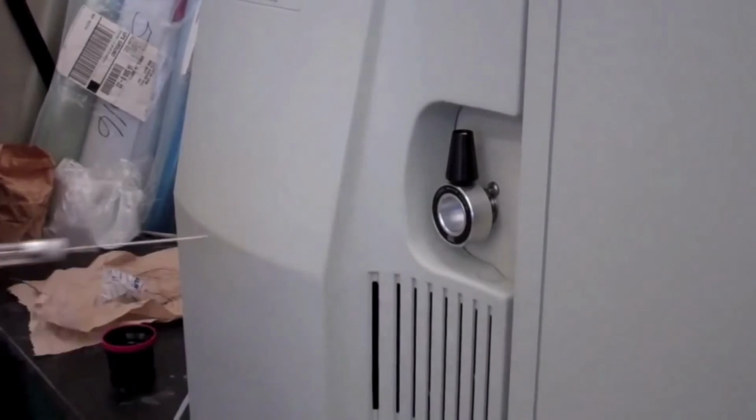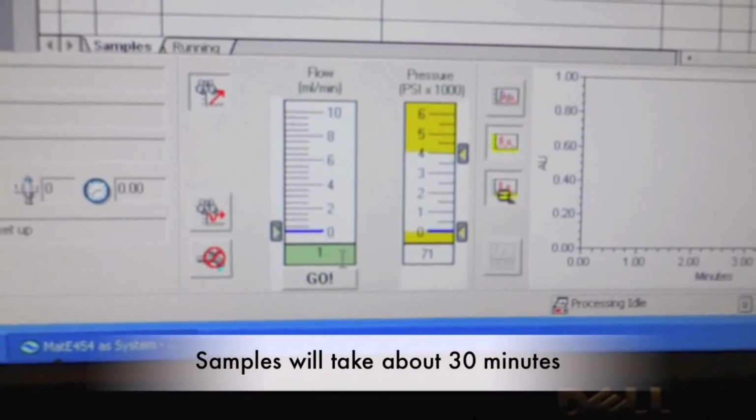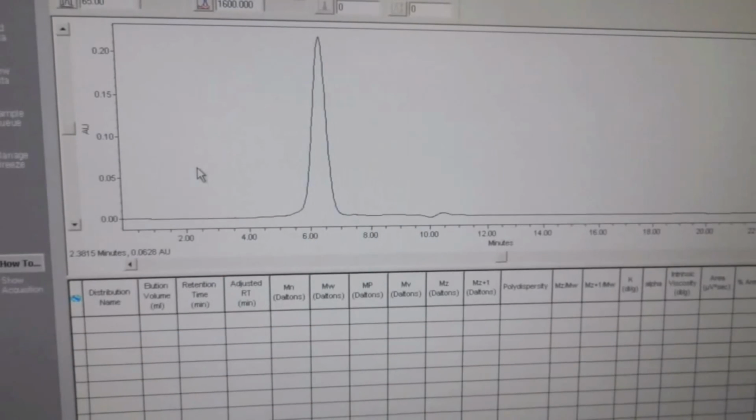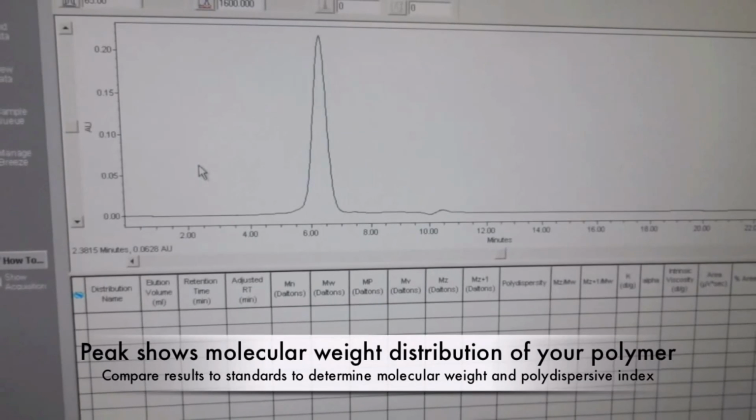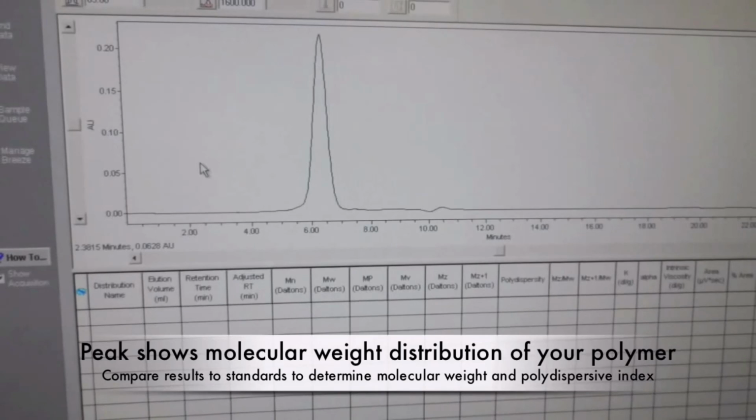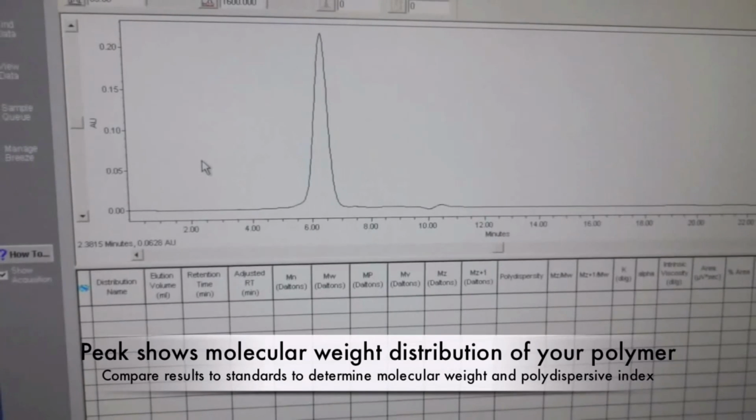Carefully remove the syringe. It will usually take 30 minutes to complete the analysis of your polymer, and a graph will be shown at the bottom of the screen. Your graph will show a peak that describes the molecular weight distribution of your polymer. By comparing the running time with the standard provided, one can determine the number and weight average molecular weight along with the PDI or polydispersity index.